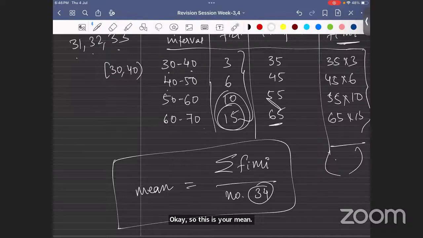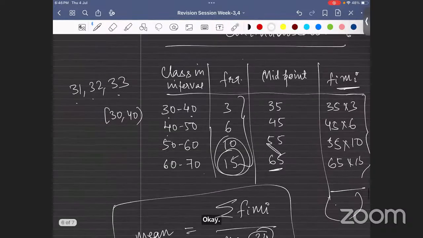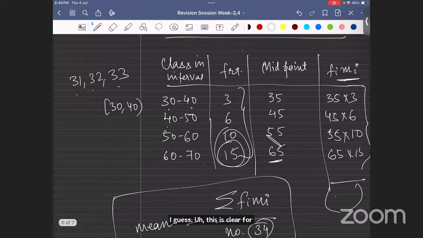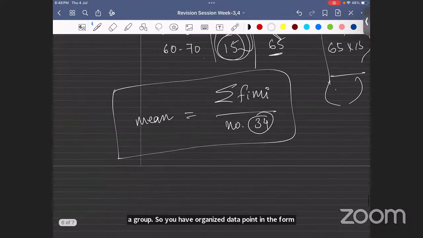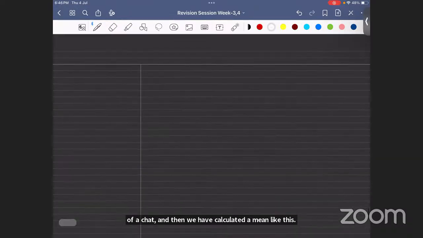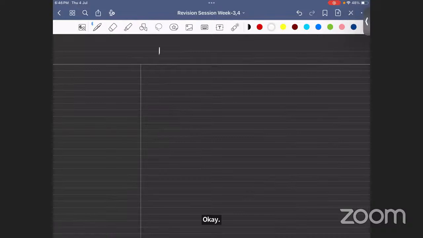Okay. I guess this is clear for the continuous data, for the group data points. You have organized your data points in the form of a chart and then calculated the mean like this. Now I'll deal with some of the basic features of the mean.